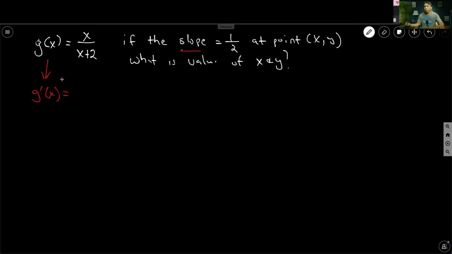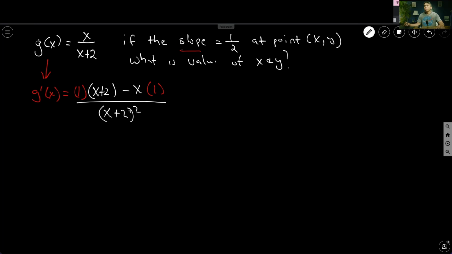So in this case, the quotient rule says the derivative of the top, which is the derivative of x, is just 1, times the bottom left alone, so it's x plus 2. Subtract that, leave the top alone, so this just becomes x times the derivative of the bottom. The derivative of x plus 2 is, again, 1. And then all of that divided by the denominator squared. Okay, so this is our derivative or slope equation.